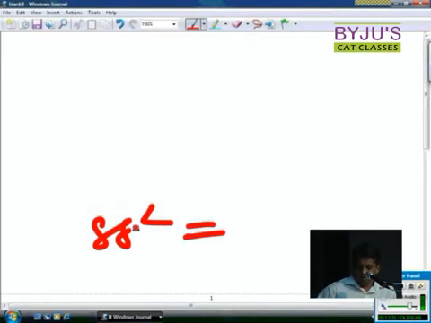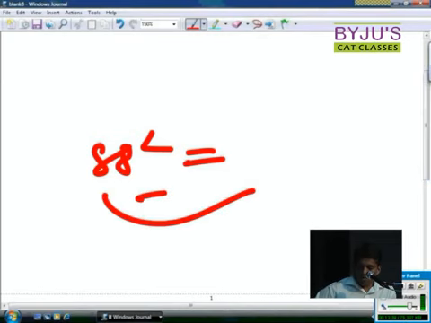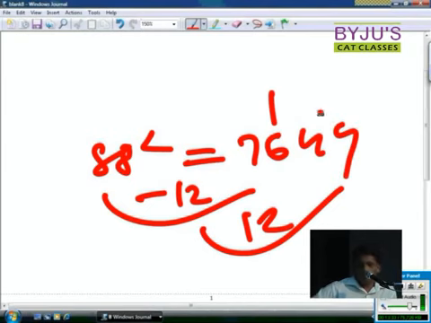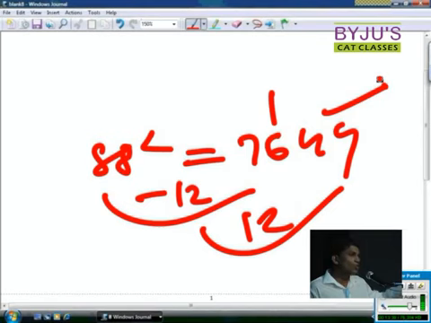88 square is even easier. What is the difference from 100? Minus 12. So 76 here. Then 12 square, 144 here. That's the only number, 7744. This and all, you'll know it as soon as you read it, once you start using this square method.